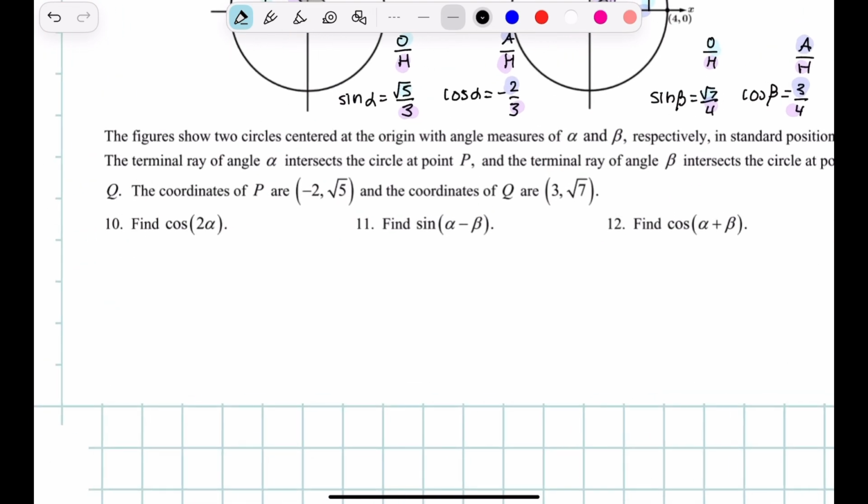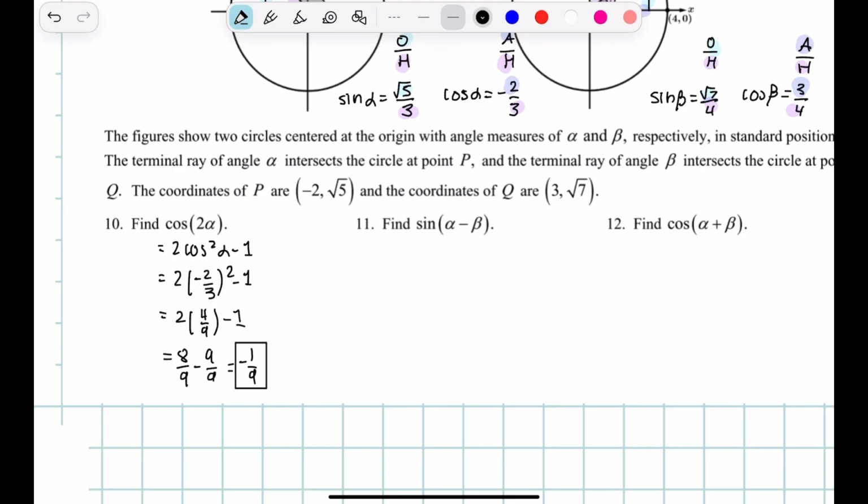To find cosine 2 alpha, that is going to be 2 cosine squared alpha minus 1. This equals 2 times negative 2 over 3 squared minus 1, which is equal to 2 times 4 over 9 minus 1. That's equal to 8 over 9 minus 9 over 9, which is negative 1 over 9. Box our answer. Okay, now we can move on to the next one.